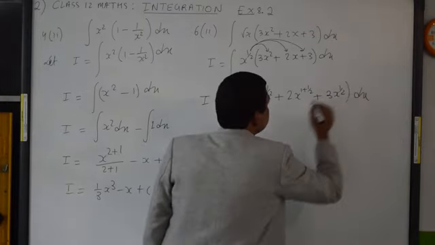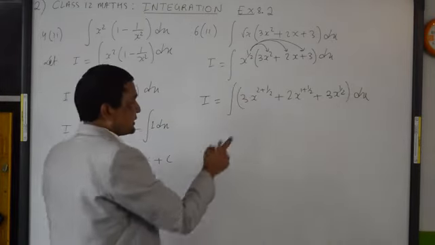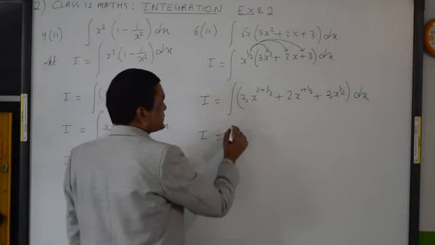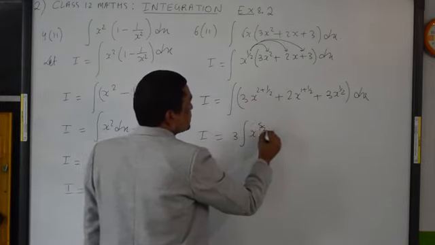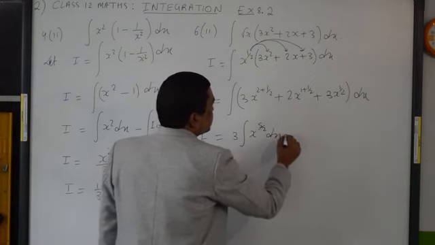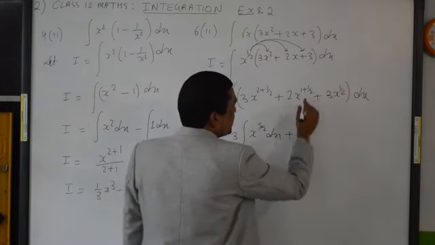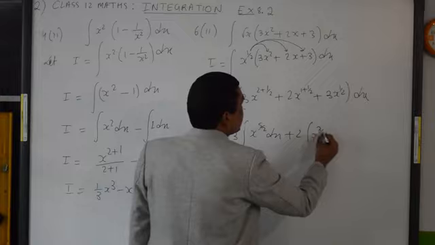Now separate the integration for each term. Then I equals integration of 3x to the power 5 by 2 dx plus integration of 2x to the power 3 by 2 dx.